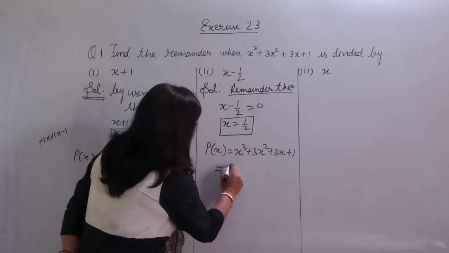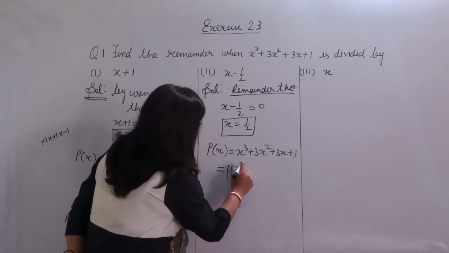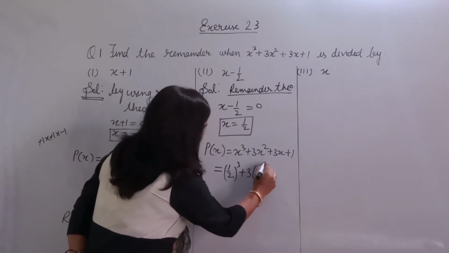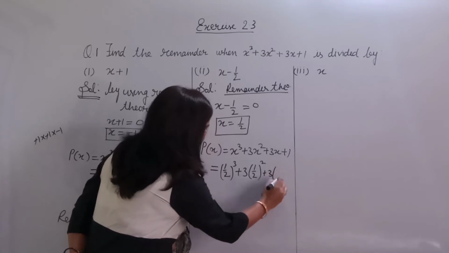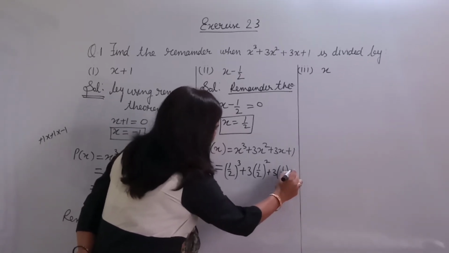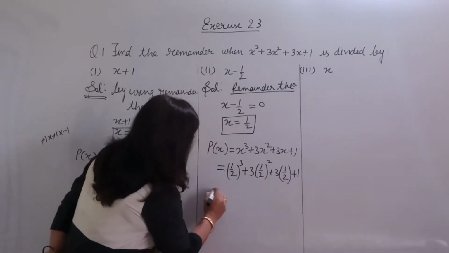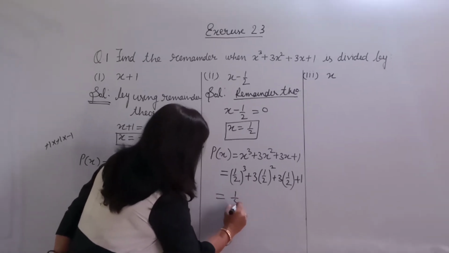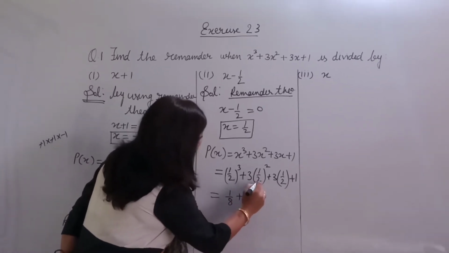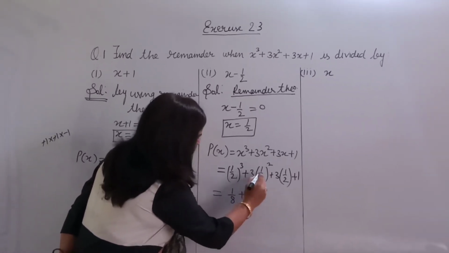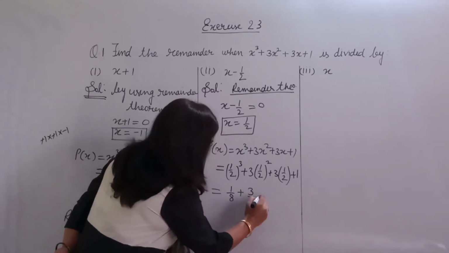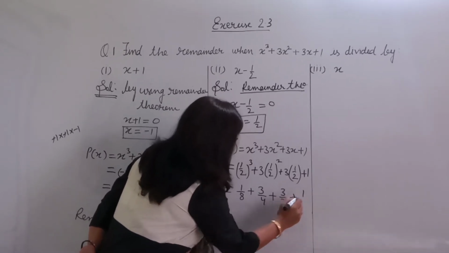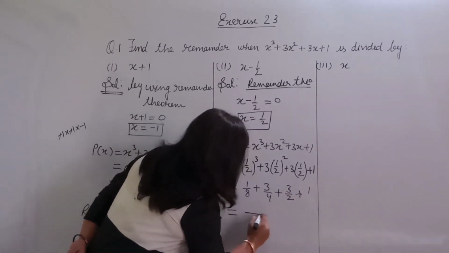So here, 1 upon 2 whole cube plus 3 into 1 upon 2 whole square plus 3 into 1 upon 2 plus 1. Now we will solve it. So here 1 upon 2 whole cube means 1 upon 8, plus 1 upon 2 whole square means 1 upon 4, into 3 means 3 upon 4, plus 3 into 1 upon 2 means 3 upon 2, plus 1. Now we will take the LCM.